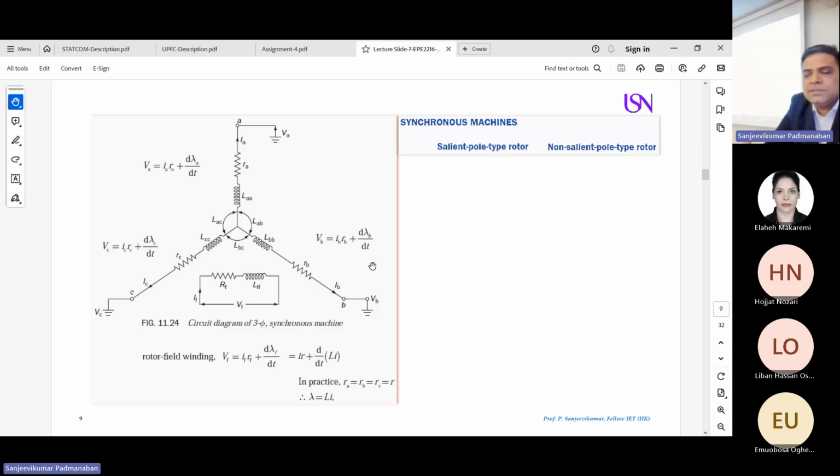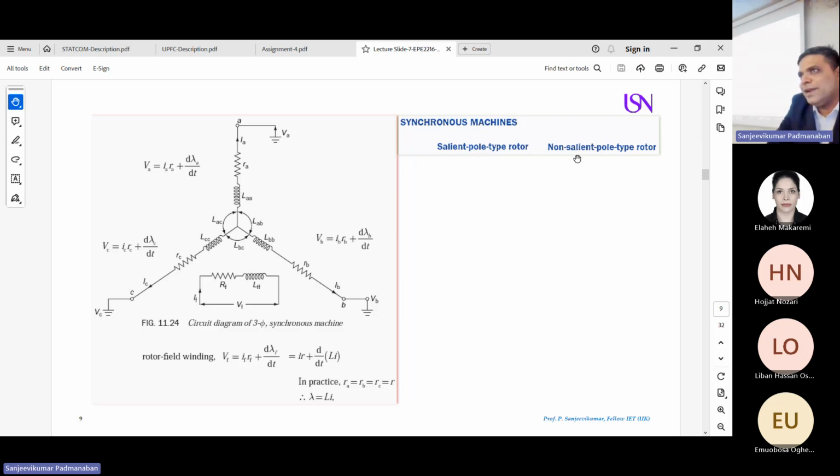Now, these are the basics of your synchronous machine. I'm not going very deep. All the machines we use in a hydropower plant are three-phase synchronous machines. Why is it called a synchronous machine? Because it runs at synchronous speed. How to calculate synchronous speed? 120 F by P, where F is your frequency and P is your number of poles. We have two types of synchronous machine in real time: salient pole and non-salient pole.